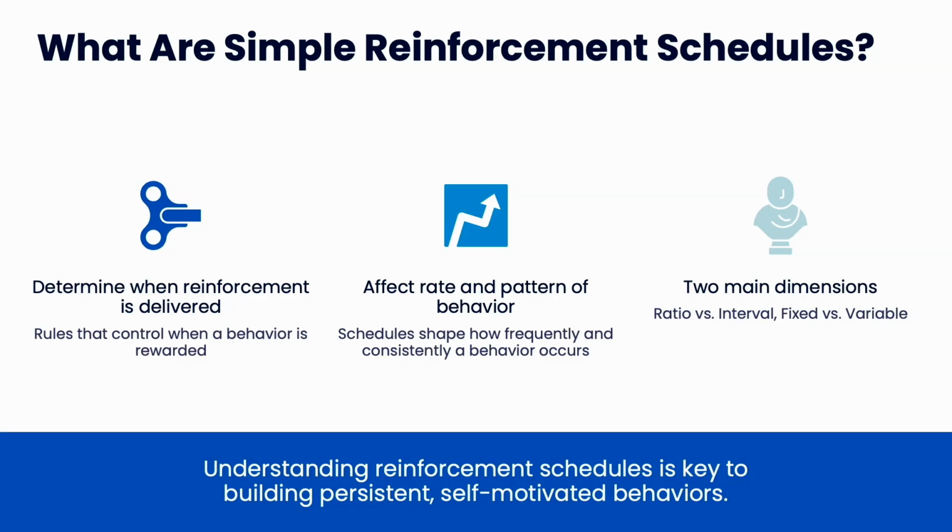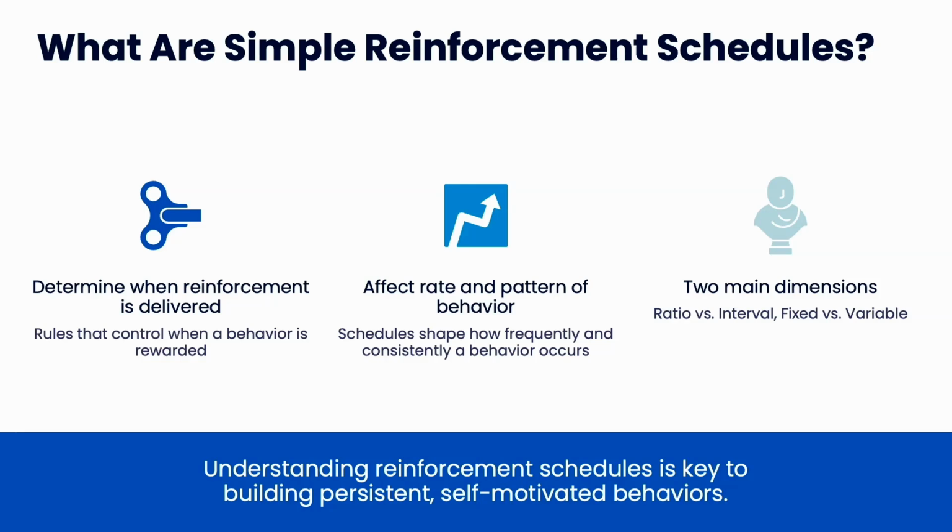What are simple schedules? They're when reinforcement is delivered. So how many times does a person have to respond before you give them reinforcement? How long has to occur before you give them reinforcement? Which schedule you use will affect the rate and pattern of the behavior. So how much behavior the individual engages in, how frequently and consistently behavior occurs. We have 2 main dimensions and we kind of mix them all together. So ratio versus interval and fixed versus variable.